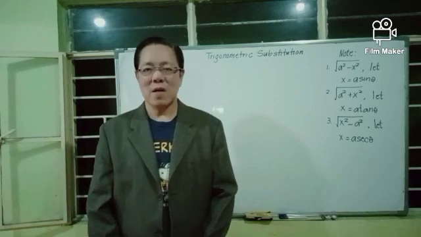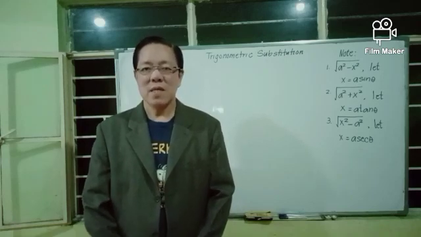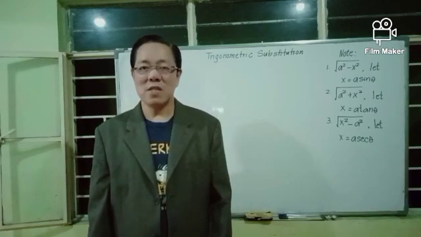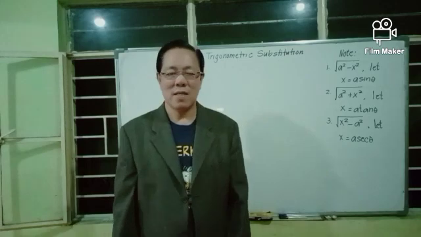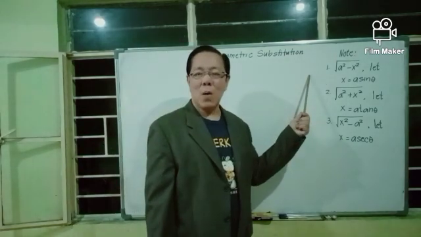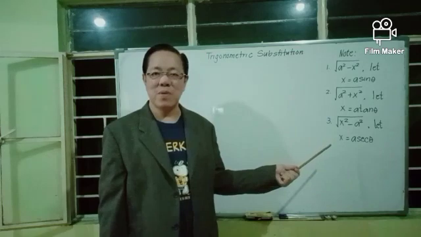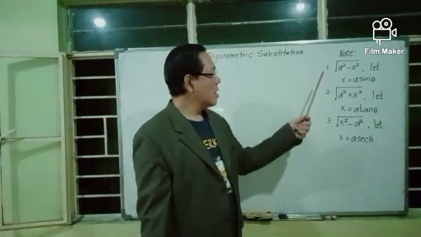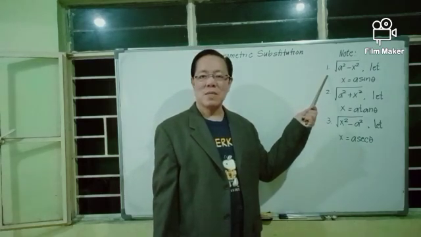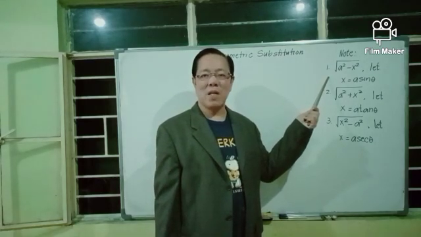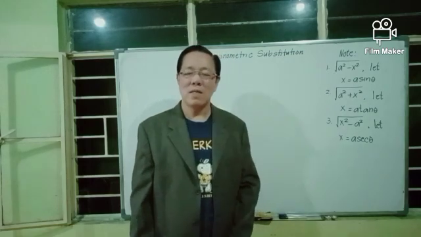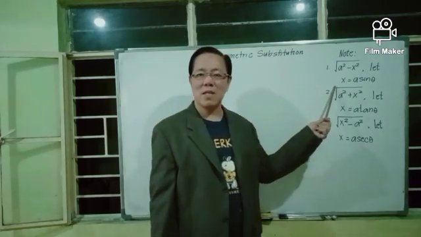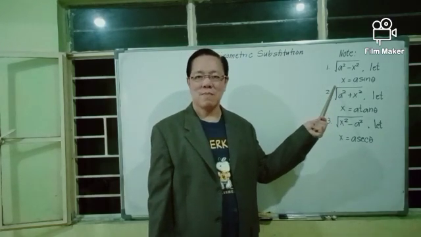Which trigonometric substitution you will use depends on the expression that you see in the given integrand. And these are the only three things that you have to remember for you to determine which trigonometric substitution you will use. If you see this expression, the square root of a squared minus x squared in the given integrand, then the trigonometric substitution you will use is x equals a times sine theta.